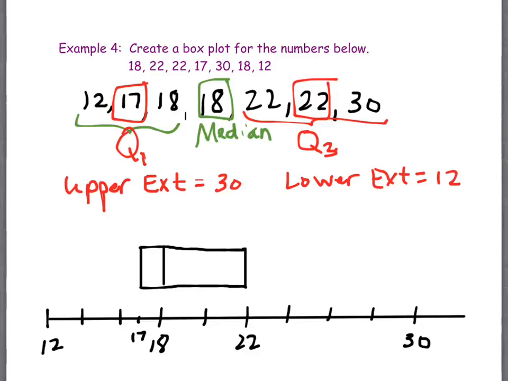What it does at a glance is it shows you the median, Q1, and Q3. It tells you 25% of the data values lie between 17 and 18. 25% lie between 18 and 22. All in one fell swoop, you can see that visually. And then what you do to finish the problem off is you actually use the middle of that diagram and you go out to each extreme value. And those are the whiskers.